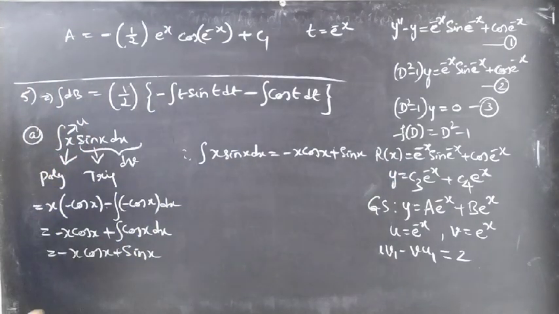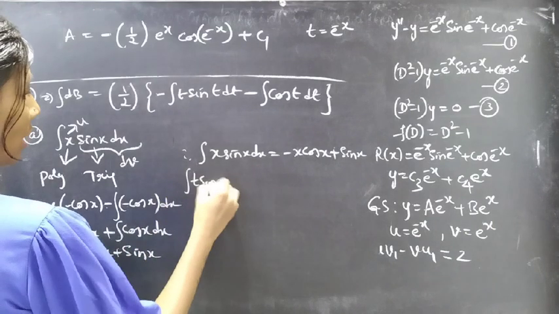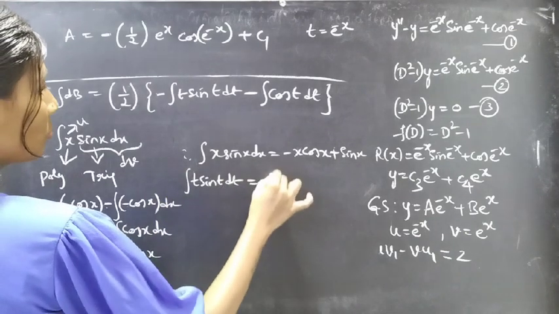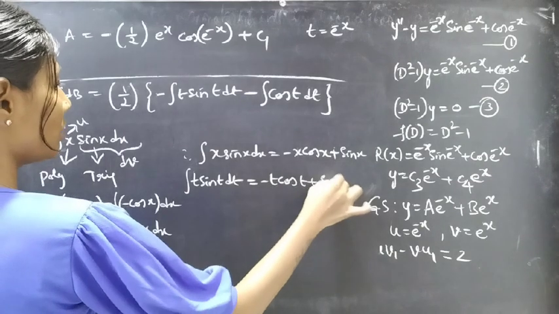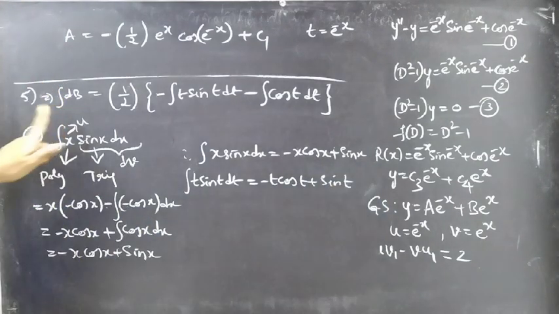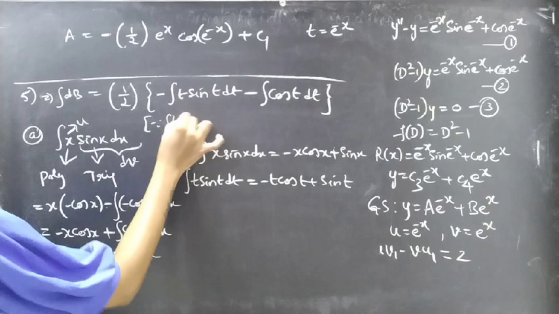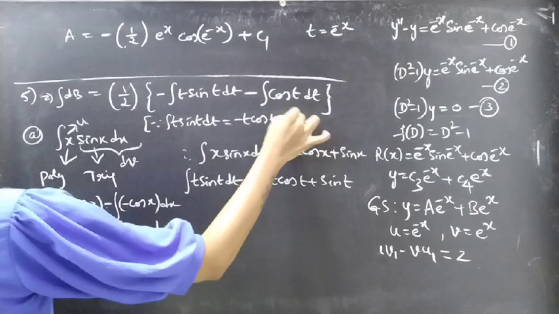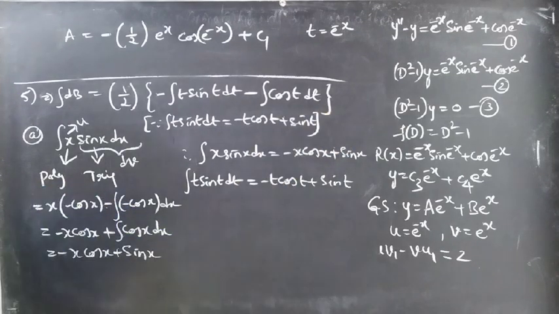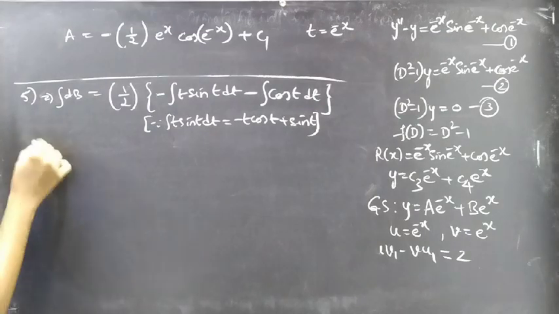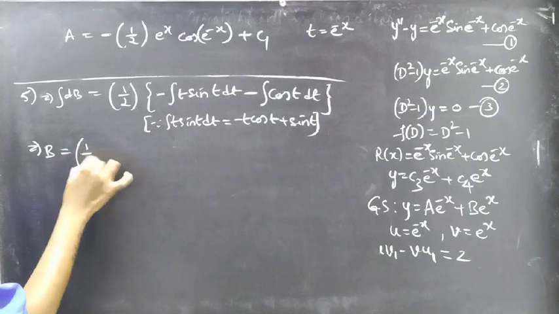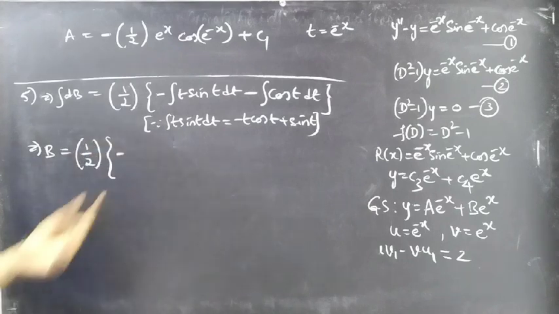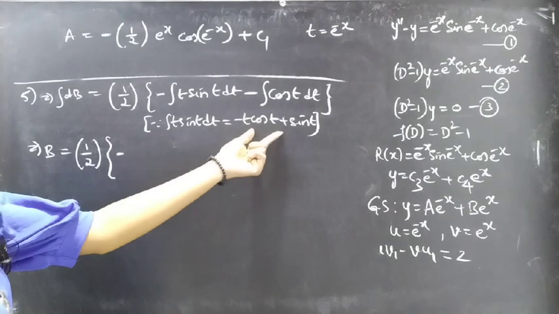This is for variable x. So take it for variable t. You'll have integral t sine t dt equal to minus t cos t plus sine t. Now coming to the above equation: since integral t sine t dt equals minus t cos t plus sine t, the above equation becomes integral dv equal to 1 by 2 of minus integral t sine t dt, which can be replaced by this result.